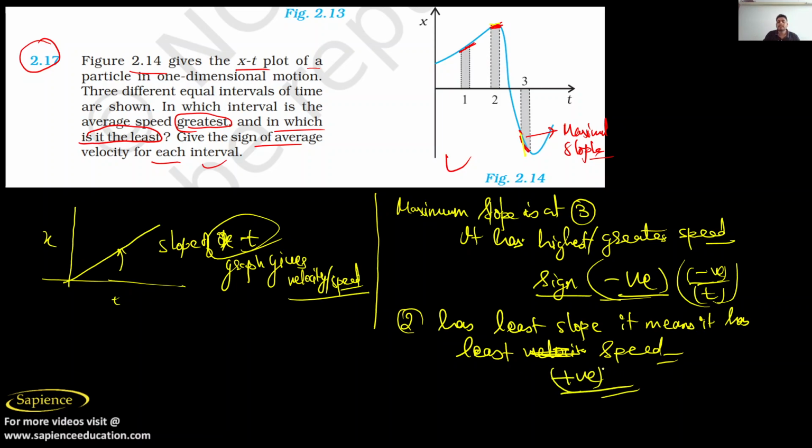Why is it a positive sign? Because it is above and its slope is in the positive direction. See here, the slope is in the positive direction, but the slope in this other direction is the negative direction. So in this way all our slopes are positive, but when it comes down like this, it means that this is a negative slope. I hope you have understood.